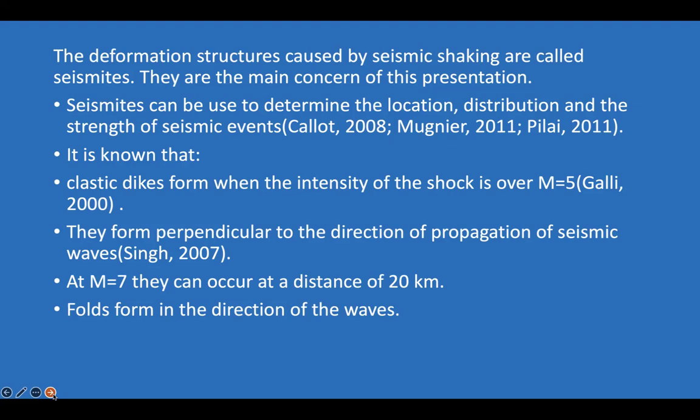Usually the direction of seismic waves is parallel to the clastic dike. We also know that when they occur, the epicenter of the earthquake is usually within a circle of 20 kilometers. So the distance from the clastic dike to the earthquake epicenter is usually within 20 kilometers. We know also that faults can form in the direction of the waves.